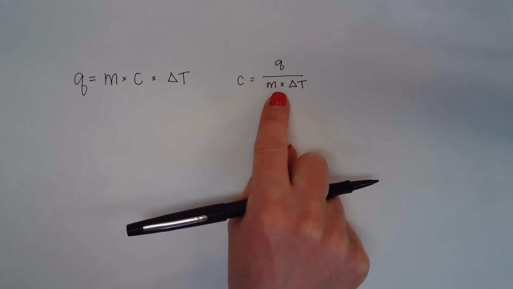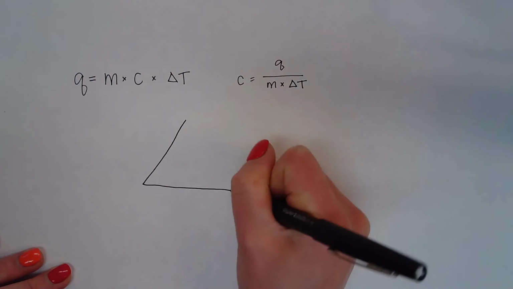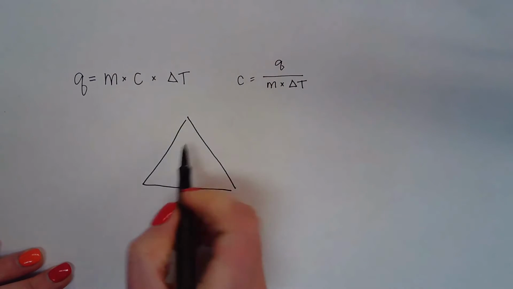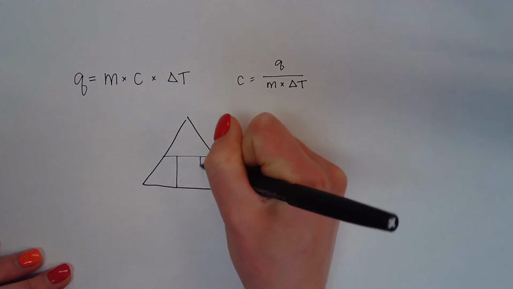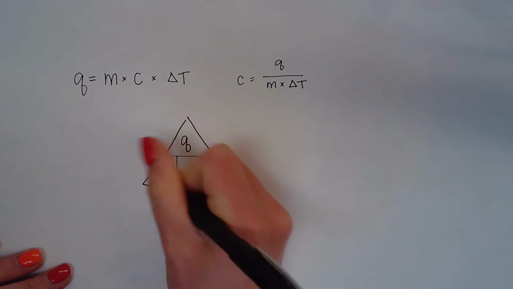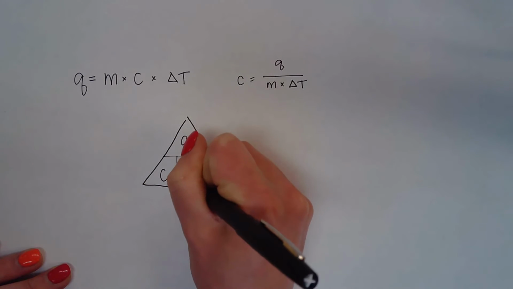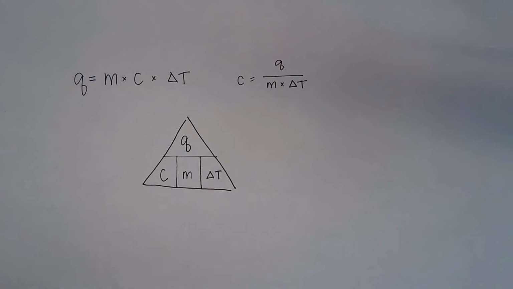So one cool tool that I've used in the past is a nice triangle. So I'm going to draw a triangle here, and we're going to draw some spaces in that triangle. We're going to put a Q on top, then we're going to put a C, an M, and a delta T. For the calculations that we might be using, if you need to solve for a particular variable, you can put your finger over that variable.